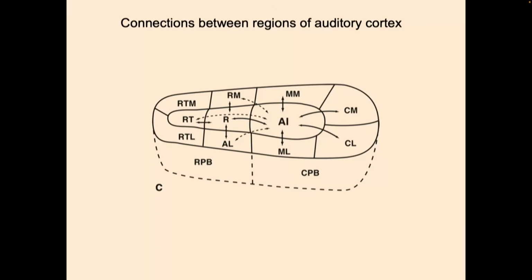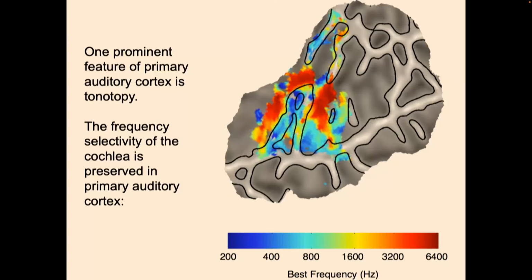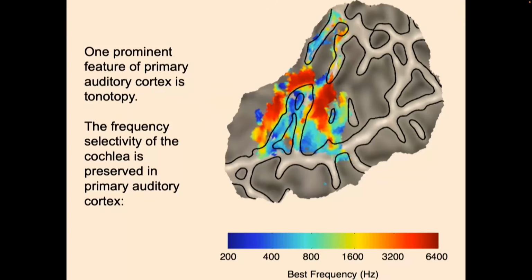Now, one of the kind of key things that you see when you look at the auditory cortex is what's known as tonotopy. And that refers to the fact that there is a map of frequency selectivity. So this is a picture that is the result of an fMRI experiment where people are in an fMRI scanner and they're listening to pure tones. And the pure tones vary in their frequency.